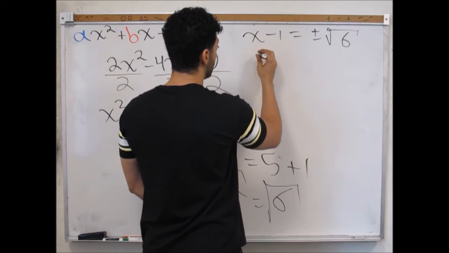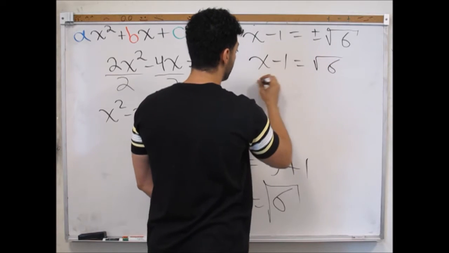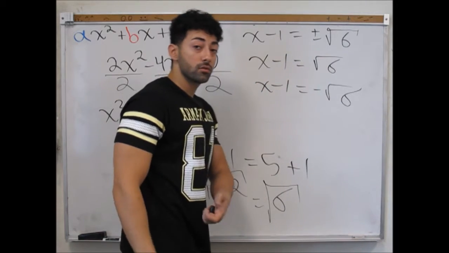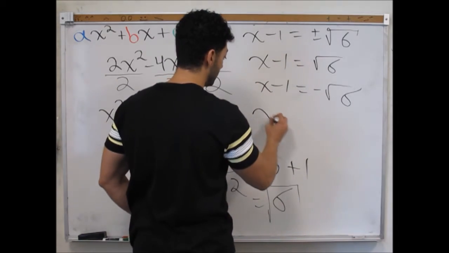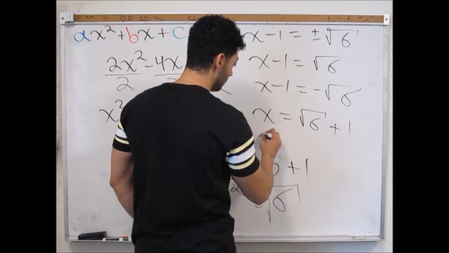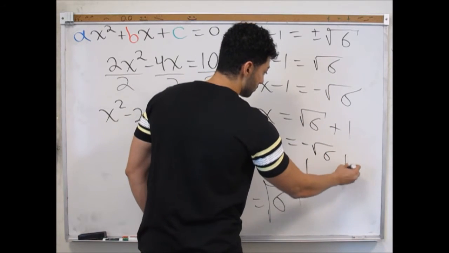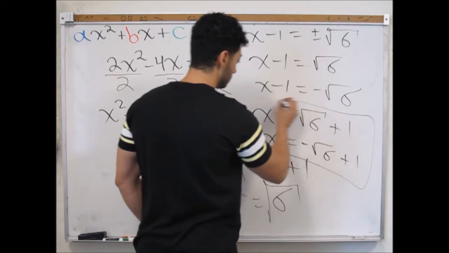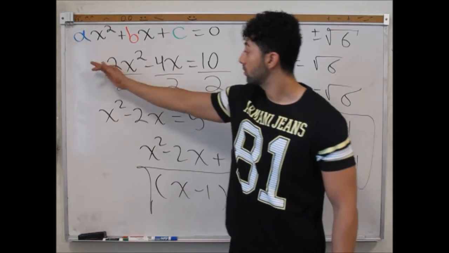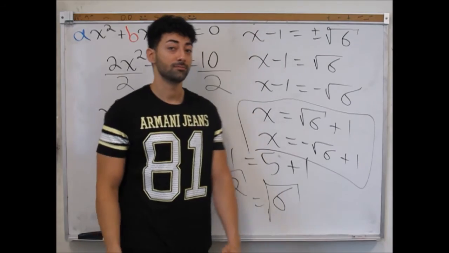So then we get x minus 1 equals a positive rad 6, and then we get x minus 1 equals a negative rad 6. And if we just added the 1 over, we'd be done. So we get x is equal to rad 6 plus 1, and we get that x is equal to negative rad 6 plus 1. So that is it for the third one. It was the type where we had to divide the leading coefficient off the leading term. So we're still going to move along and do some more.